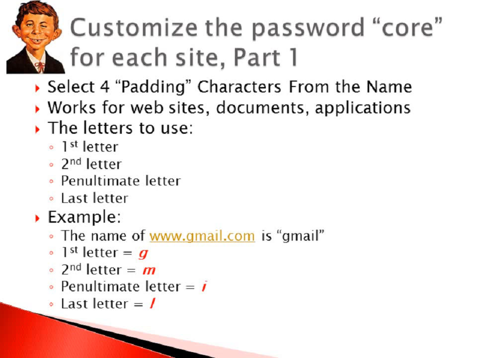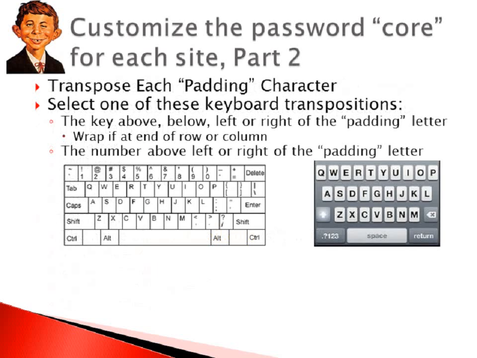Here's an example. If I were going out to gmail.com, the name of that site, what's called its domain name, is Gmail. Its first letter is G, second letter is M, penultimate letter is the I, the second to last letter, and of course the last letter is L. So hopefully this makes sense. The first, second, penultimate, and last letters are the ones you're going to use to pad the core password you've already created. Now the second part of this is the secret sauce, and the part where many people get confused.